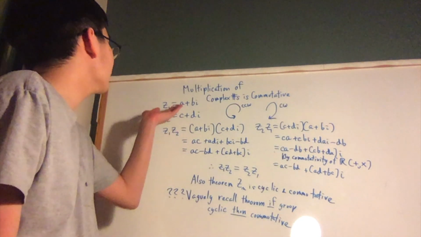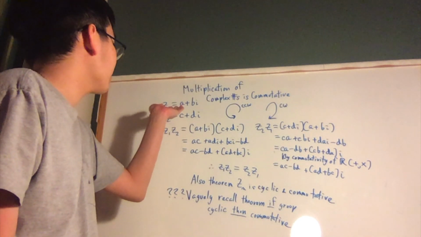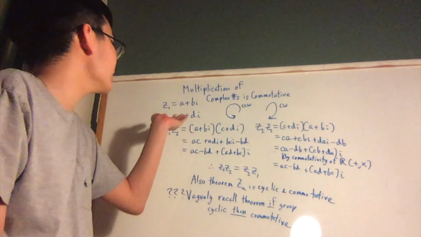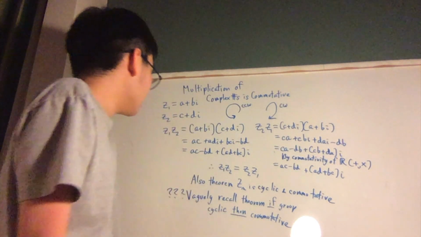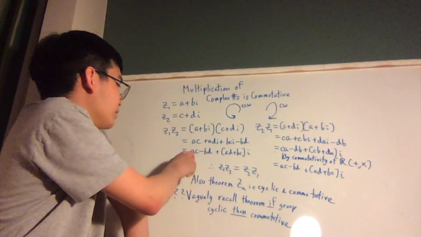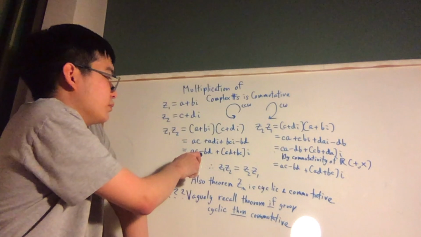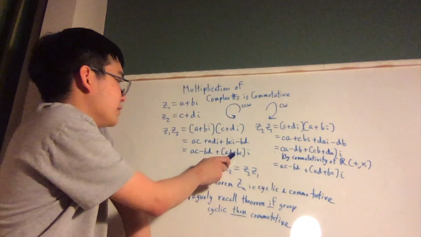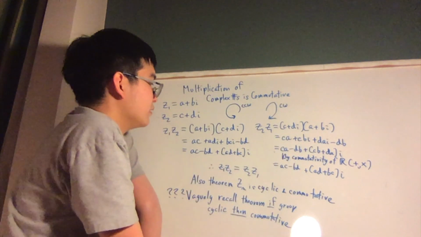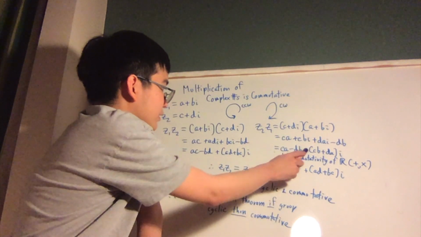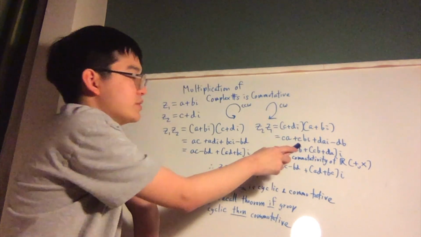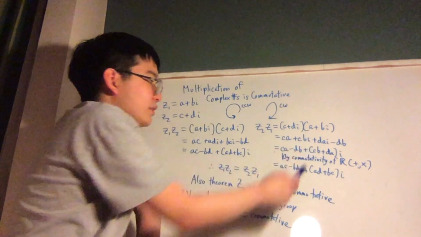Say I have arbitrary coefficients for the real and imaginary parts of two complex numbers, z1, z2. Then we just go and multiply them together, and I end up with some real part that's a real number, and an imaginary part that's a real number. I do the same thing here to this guy, and I get my real part here, which is a real number, and my imaginary part here, which is a real number as well.